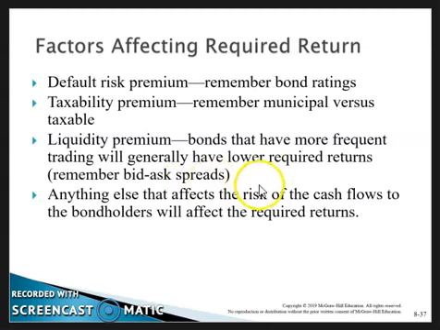So anything that affects the risk of the cash flows of bondholders will affect required returns. So, think of Detroit or Chicago having financial problems. Those are going to raise the investors' required returns on their bonds and reduce those prices. So that is the end of Chapter 7.